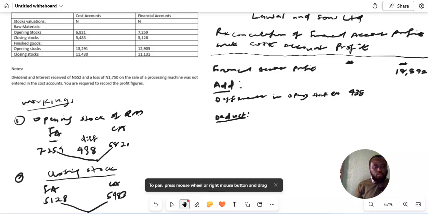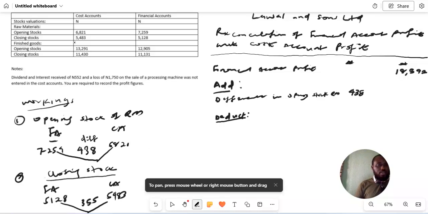So this should be 355. Okay, 355. So in this case, the cost of raw material at close is lower, which means that we have under recognized the closing stock, meaning that the closing stock of that cost account, the cost incurred for that cost account, sorry, is higher. It's higher compared to that of the financial account.